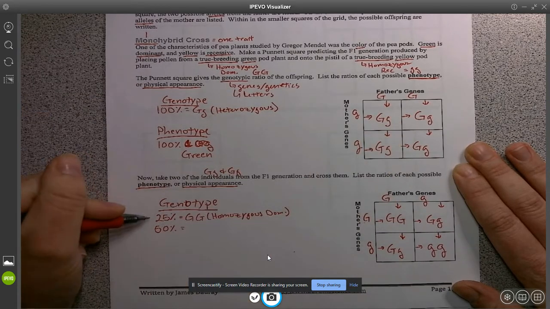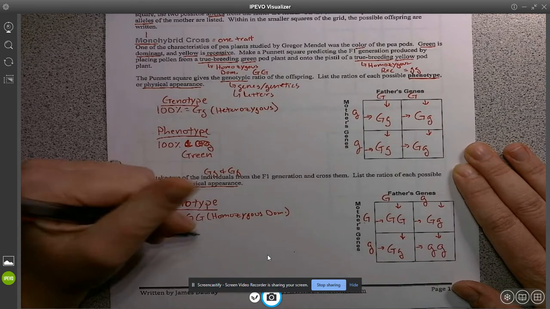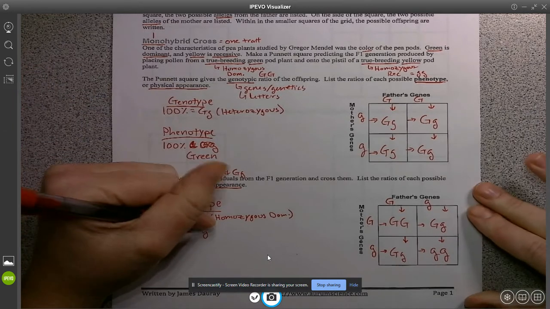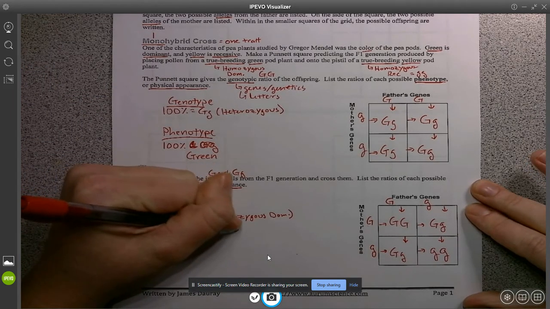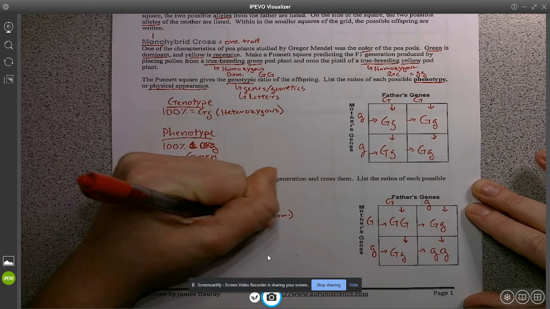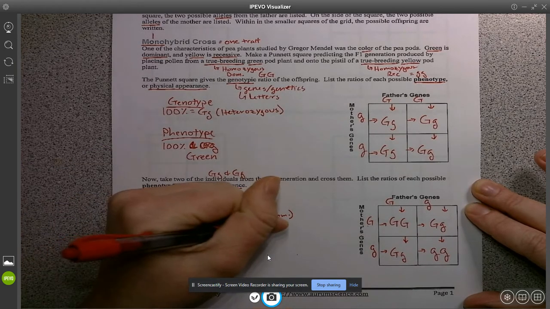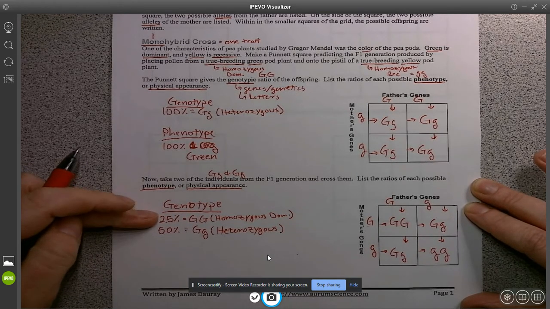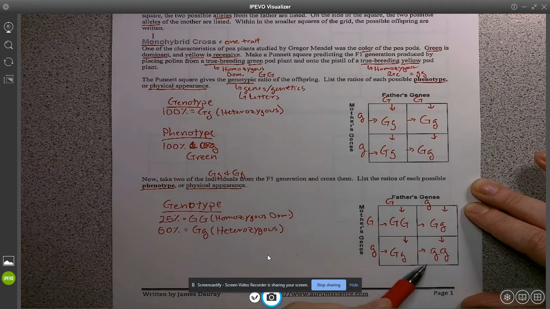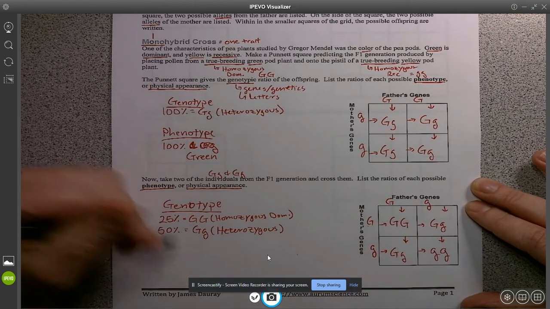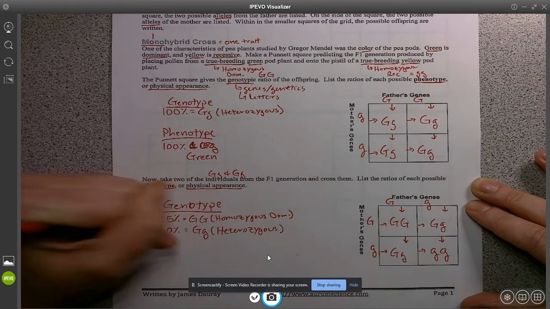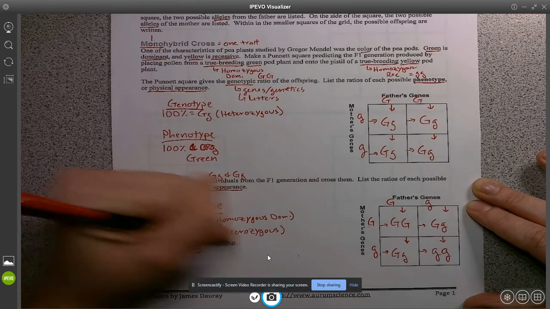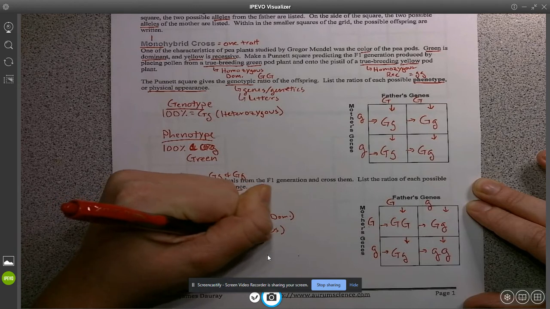So 1 out of 4 is 25%. 2 out of 4 is 50%. Right? Think about quarters. Heterozygous. And then we have to get to 100%. We have 25 plus 50, so that's 75. And we have 25% left, or 1 out of 4. That's 25%. Little g, or homozygous recessive.